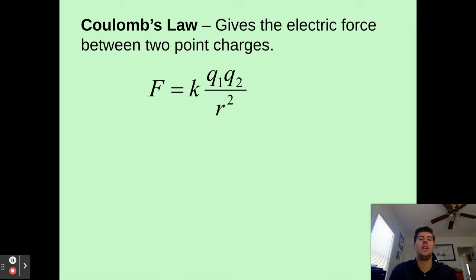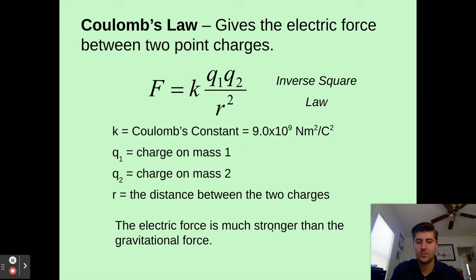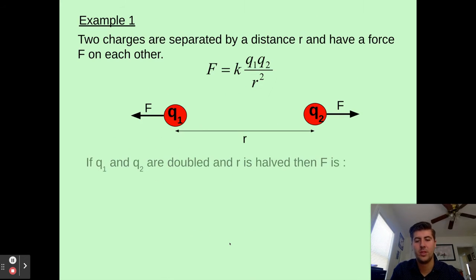Coulomb's law gives the electric force between two point charges. We use the inverse square law. We know that K is Coulomb's constant, 9 times 10 to the 9th. Q1 is the charge on mass 1, Q2 is the charge on mass 2, R is the distance between the two charges, and F is the force. The electric force is much stronger than the gravitational force. That's something important we should know. Electric force is always much stronger than the gravitational force.